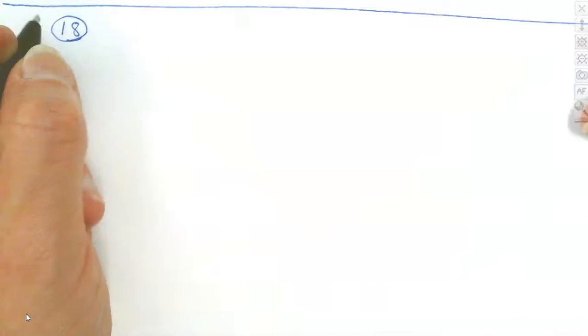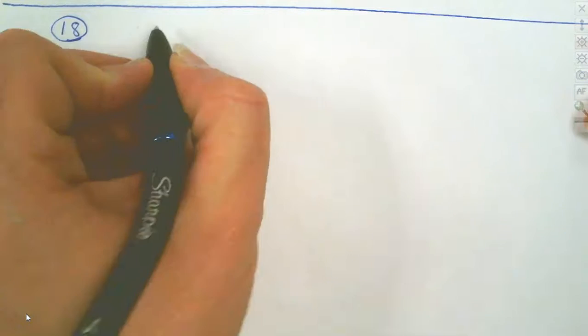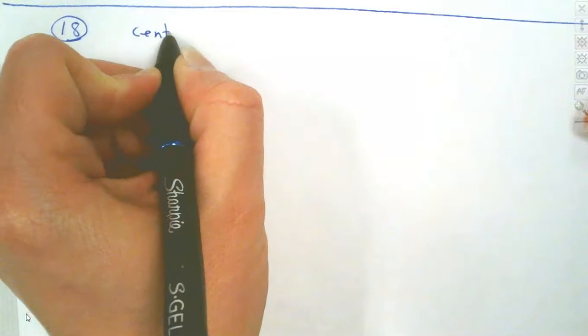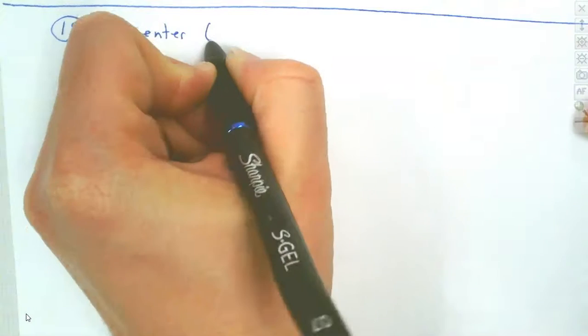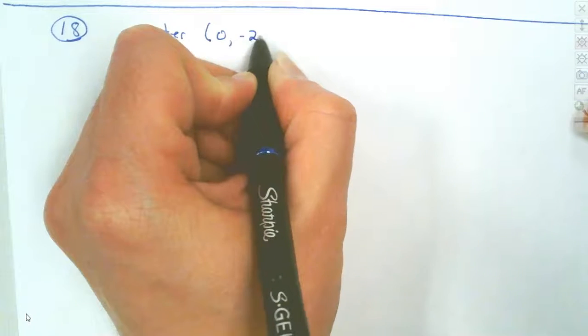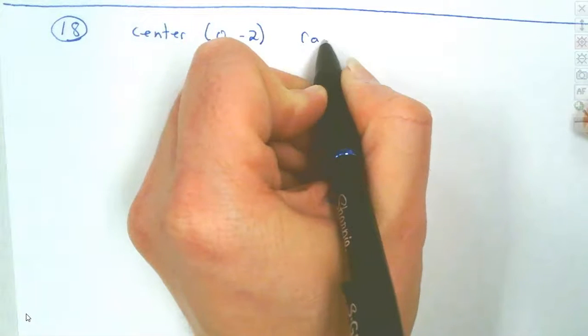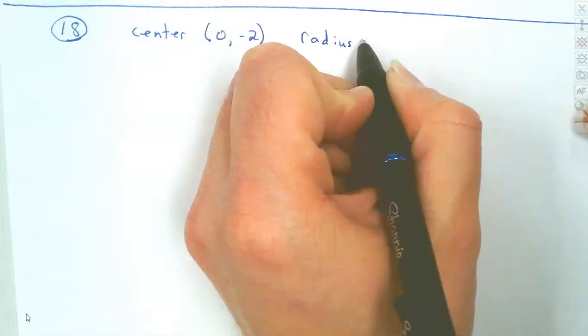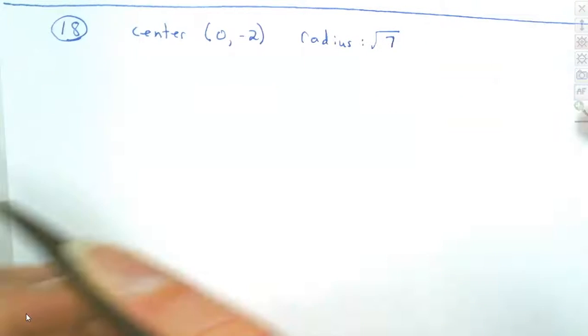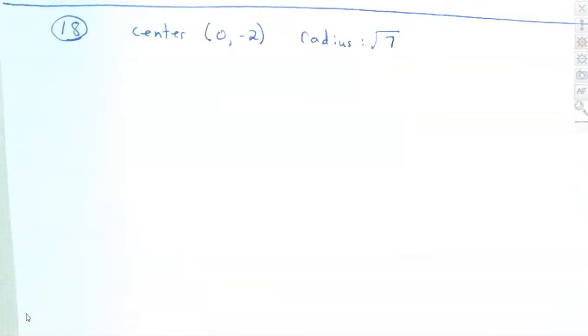So on question 18, we have a center that is (0, -2), and our radius is the square root of 7. I do not want you to miss this question. It is very, very easy. Students don't make a mistake with the signs.